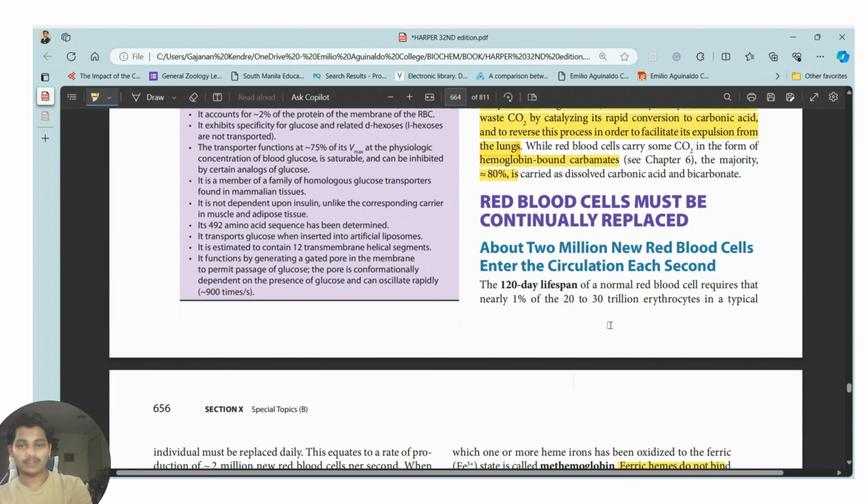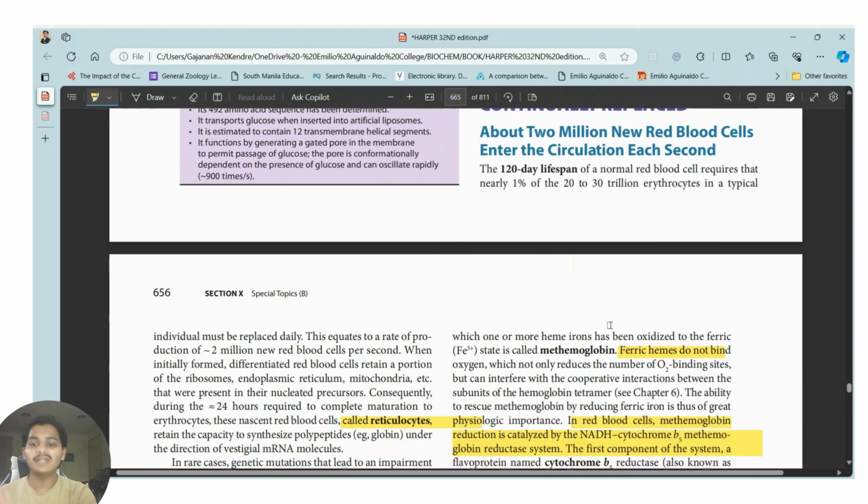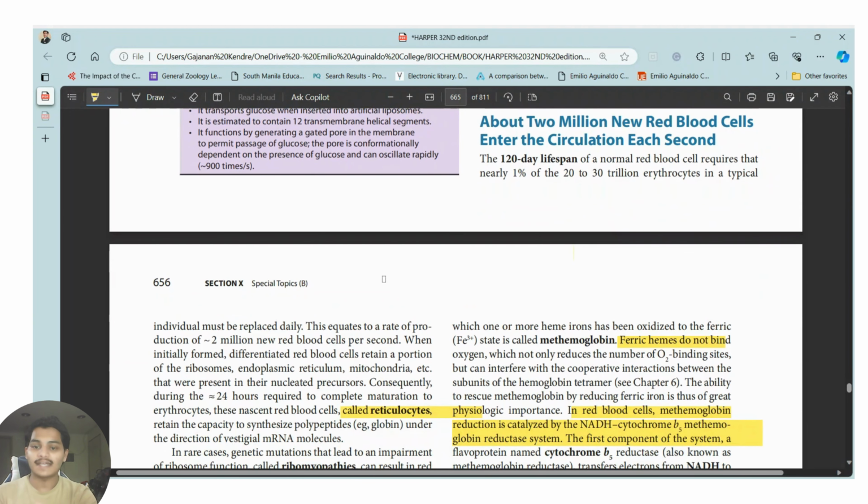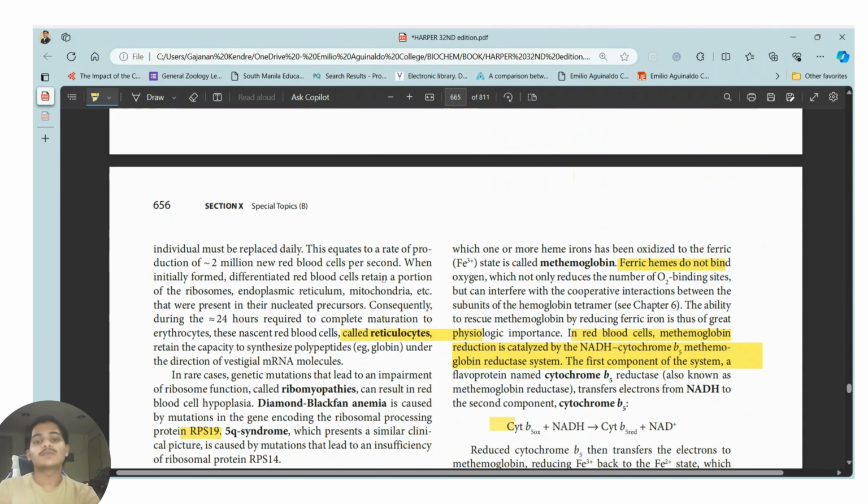As we all know, our body contains at least 20 to 30 trillion RBCs, and 1% of them are replaced every second in our body, which calculates to 2 million RBCs per second. As our body is producing RBCs at a much faster rate, our bone marrow releases RBCs in the form of reticulocytes.